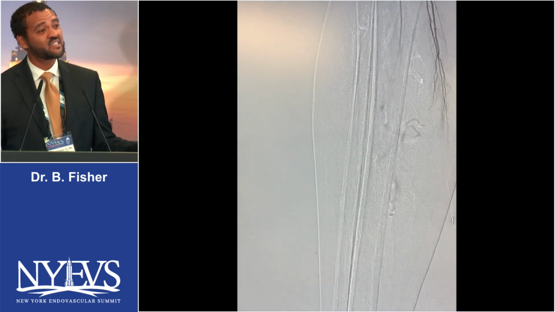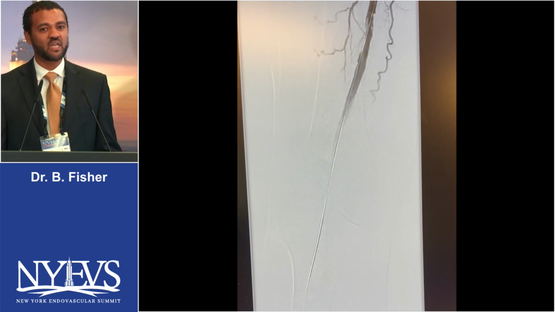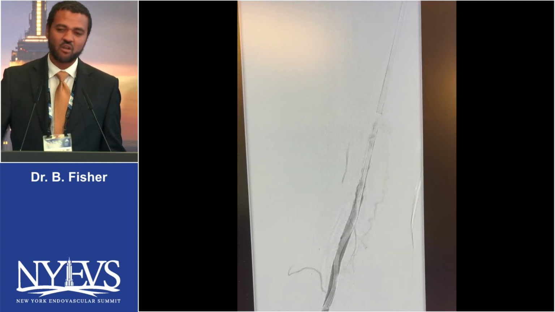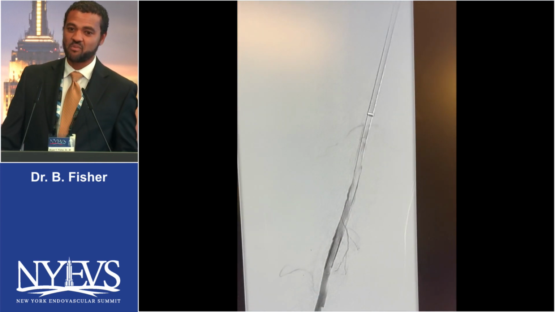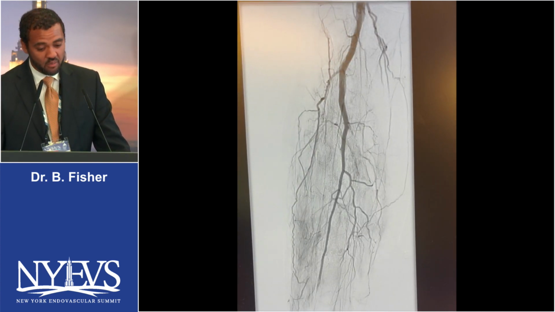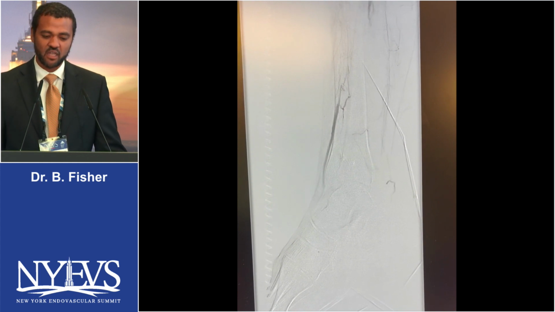So in these cases, what I found is the bigger the better when it comes to French size. When I treat the SFA for acute embolic disease, I almost automatically put in a 12 French sheath. I don't put anything smaller than that. The 12 French aspiration devices work extremely well. You have to watch out for blood loss.